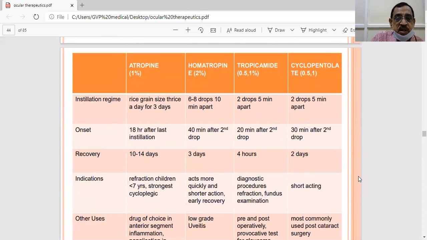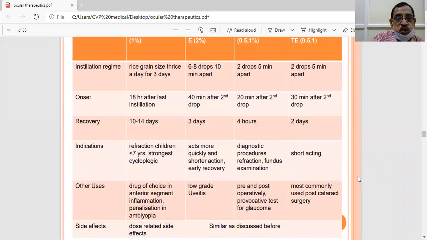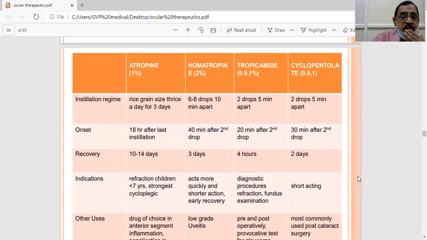So atropine is available as 1% solution and also ointment. The instillation regime is a rice grain size ointment kept in the lower conjunctival cul-de-sac thrice per day for 3 days. Refraction, retinoscopy, is done on the 4th day morning. Onset of action is 18 hours after the last instillation. Recovery will occur in 10 to 14 days, sometimes 21 days.